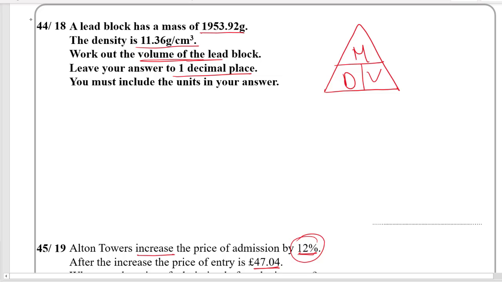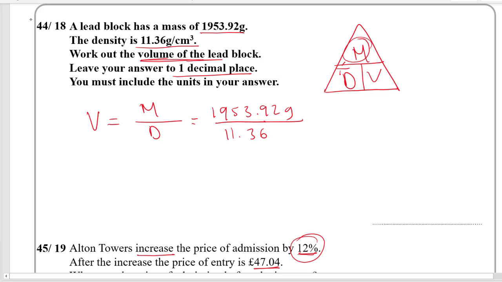So we have a mass of 1953.92. We are finding the volume, and the density is 11.36 grams per centimeter cubed. So the volume formula is mass divided by density. Mass is 1953.92 grams, and the density is 11.36 grams per centimeter cubed.